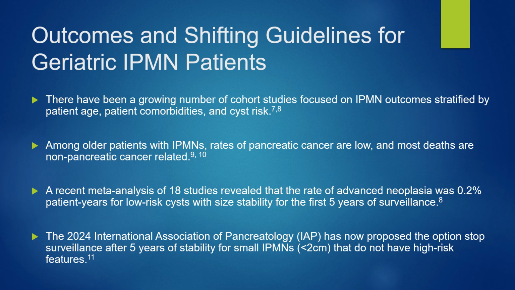But when it comes to the branch duct IPMNs, there are clinical and imaging features that are used to characterize, is this a high-risk cyst versus a lower-risk cyst? And for example, per the IAP, high-risk stigmata include obstructive jaundice, a pancreatic duct dilated more than 10 millimeters, and an enhancing mural nodule that's larger than 5 millimeters.